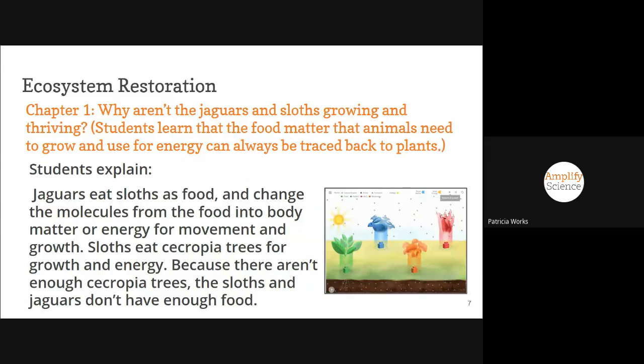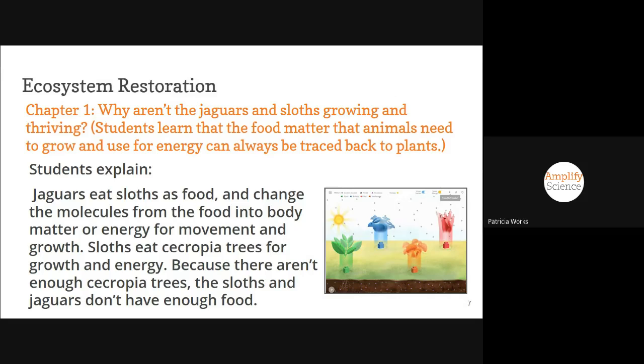In Chapter 1, students collect evidence to answer the question, why aren't the jaguars and sloths growing and thriving? They will investigate and learn that the food matter that animals need to grow and use for energy can always be traced back to plants. Key evidence sources in this chapter include investigating how animals use food molecules in the sim.